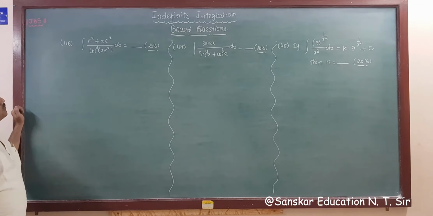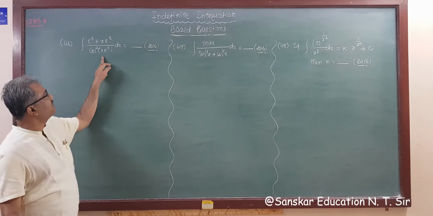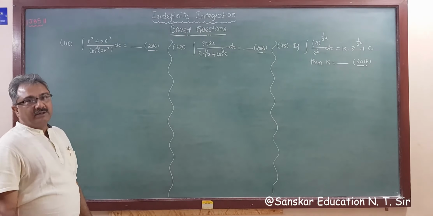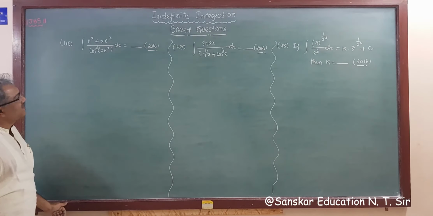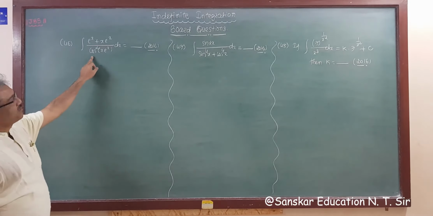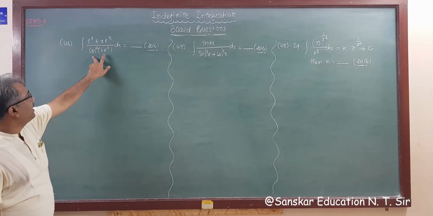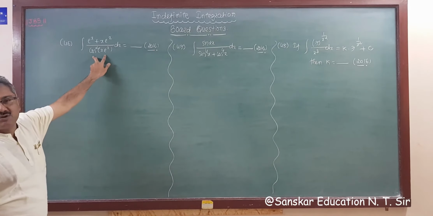Integration of (e raised to x plus x e raised to x) upon cos square x into e raised to x dx. Now, not a single formula is applicable, but if we observe, cos square x e raised to x is not standard, ये standard नहीं है, तो क्या करेंगे?